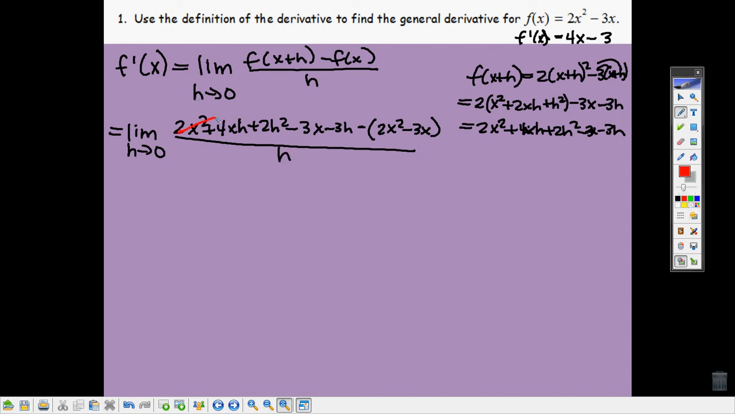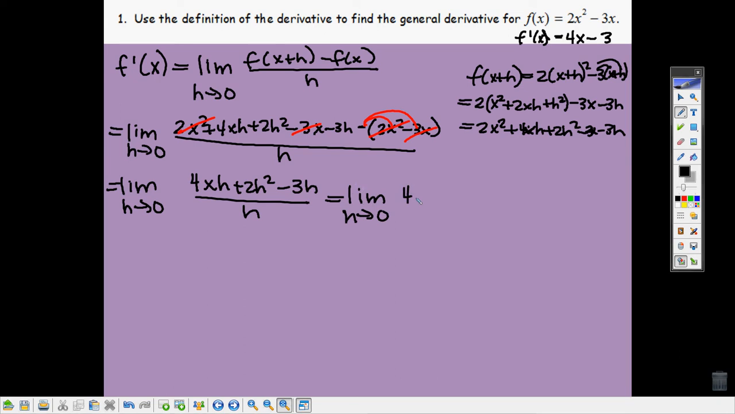So I have 2x squared minus 2x squared, and I have a negative 3h minus a negative 3h, which also goes to 0. So then I have the limit as h approaches 0 of 4xh plus 2h squared minus 3h all over h. And I can reduce this all by a factor of h. So I'm going to have the limit as h approaches 0 of 4x plus 2h minus 3. Now I'm ready to plug in that 0 for h.